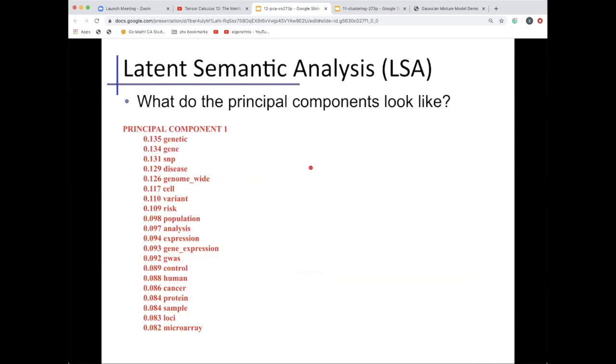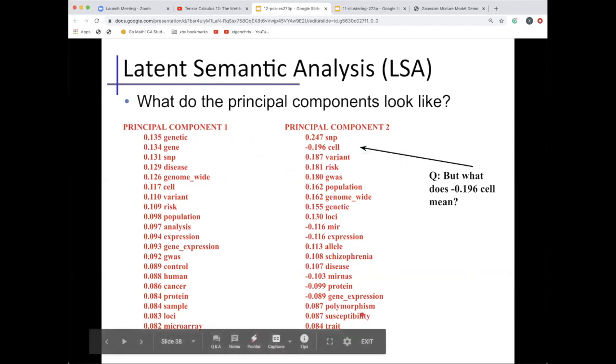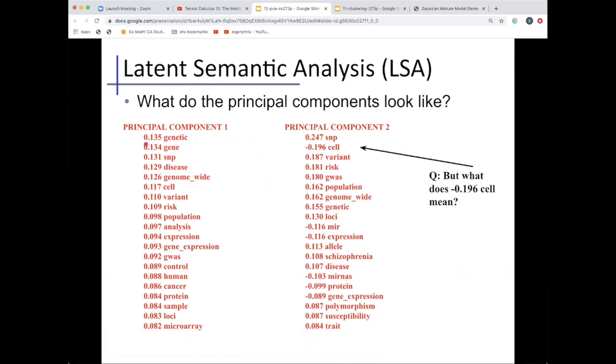So let's look at what the principal components look like for this type of analysis. It's also called latent semantic analysis. This is a representation of the first principal component on that data set. This represents the second component. And as you can see, each one of the components contains a set of real numbers, continuous numbers. Some of them are positive, some of them negative.